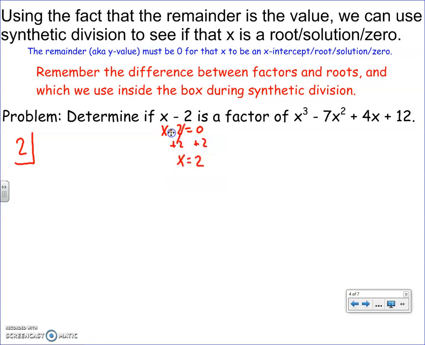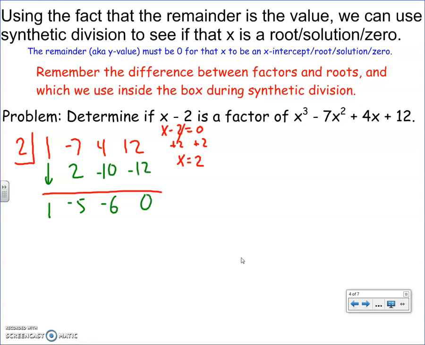Alright, anyways, I will now write the chart. Degree is 3, add 1 is 4. There are 4 numbers. Good. So it's positive 1, negative 7, positive 4, positive 12. Remember, you drop the first one down, multiply across, add down, multiply across, add down, multiply across, add down, 0. If the remainder is 0, then yes, it is a root.